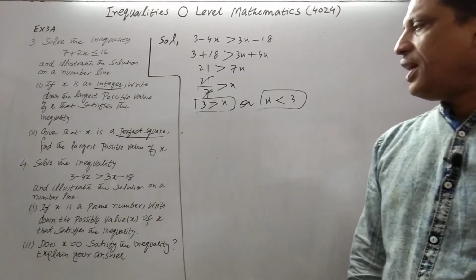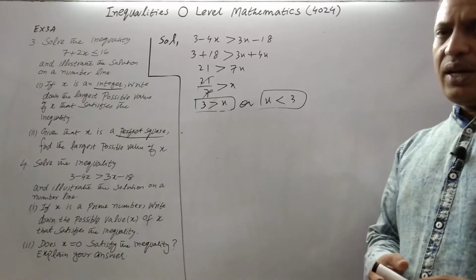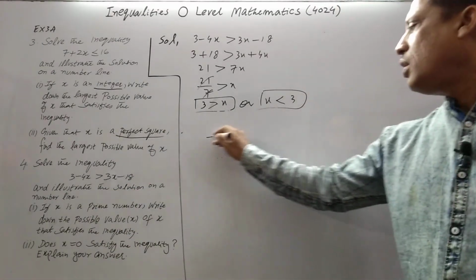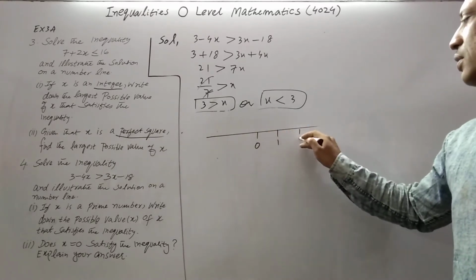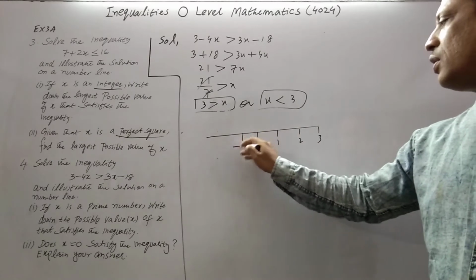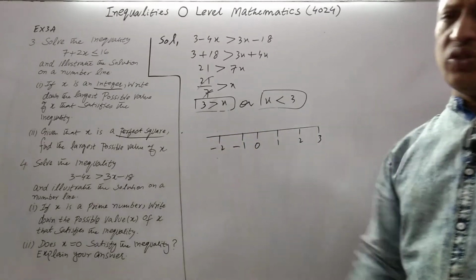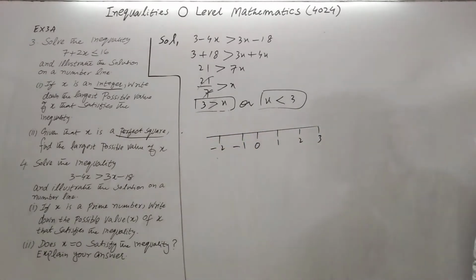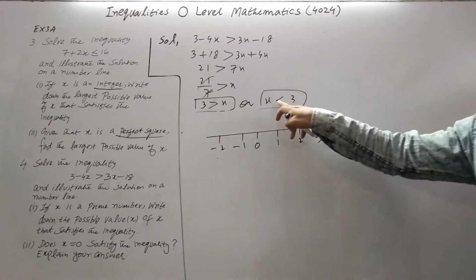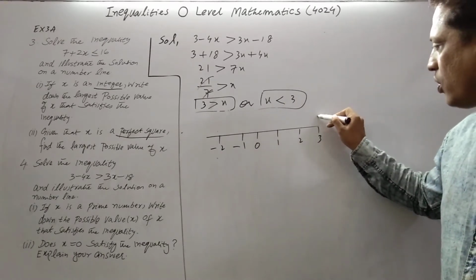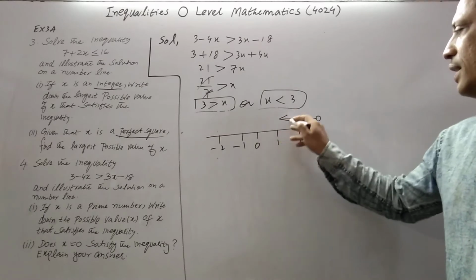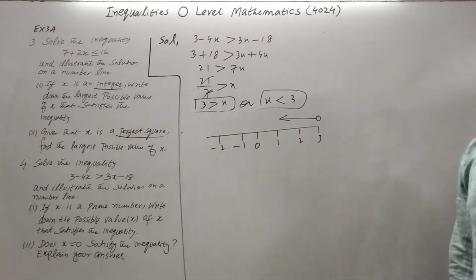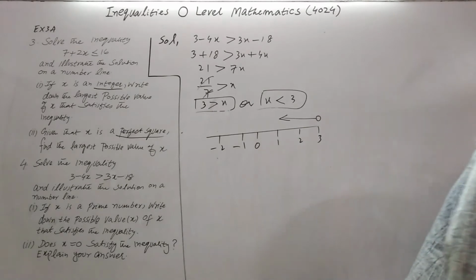What is the question? Solve the inequality and illustrate the solution on a number line. Okay. Take the number line. The middle number is 0, then 1, 2, 3, -1, -2 and so on. Now the answer is x is less than 3. In this case there is no equal sign, so we have to draw an empty circle. Less than means towards the left-hand side. So this is the number line of this question.